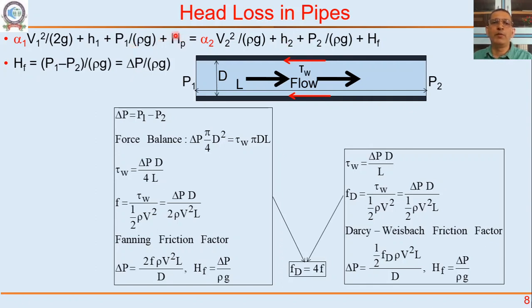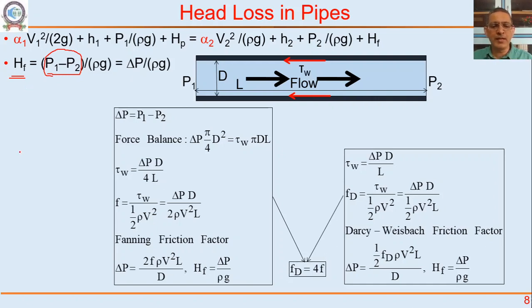HP, there is no pump between 1 and 2, so this is 0. So HF would be nothing but P1 minus P2 by rho g, or delta P by rho g. And that's why in the manometer, first part of fluid statics, we saw how to measure this pressure difference. So the pressure difference that we measure is directly related to the frictional head lost. It is a representative of how much friction is occurring.